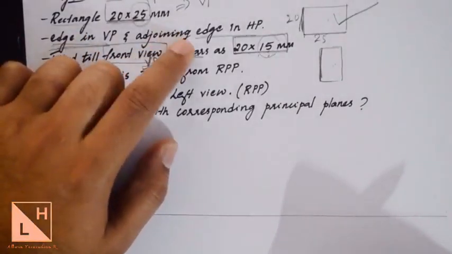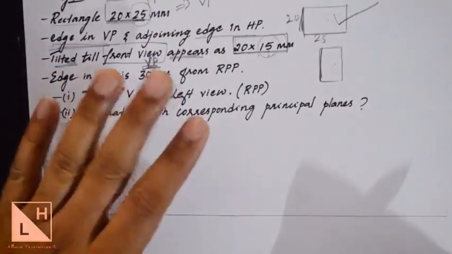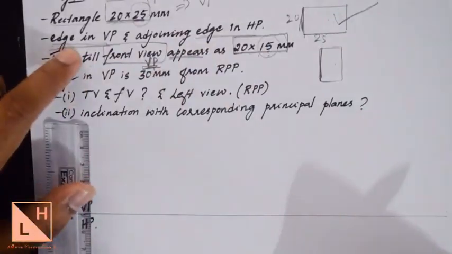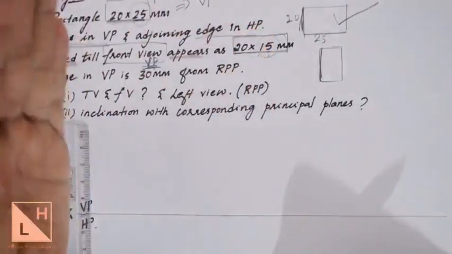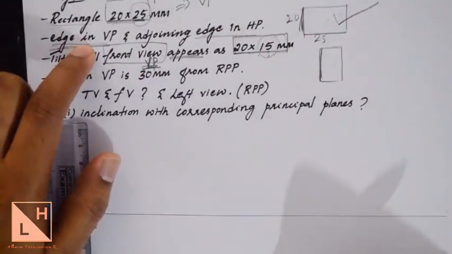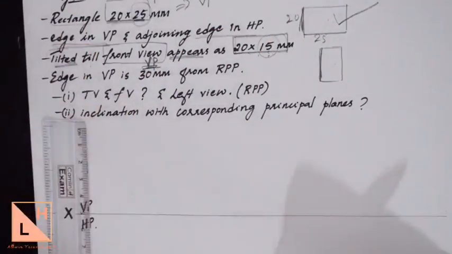I'll come back to this in the later part of the question, but now remember we need to place one edge in HP also. If you say that edge is in VP, if you place that edge on the left side, that is sufficient, that will satisfy the condition of edge in VP. That is how we have the drawing procedure.